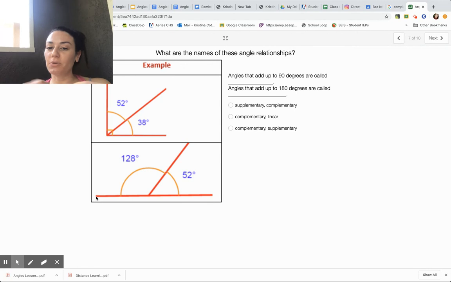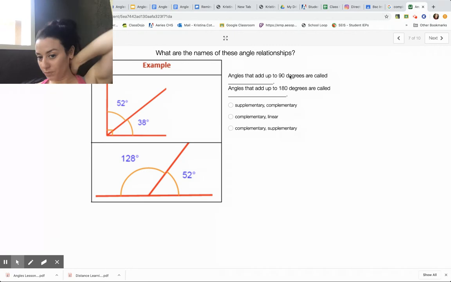So we have two examples. These are the two angles that add up to 90. They're called complementary angles. You have to realize these two angles, because they form this line, they're called supplementary. So we have some choices now.